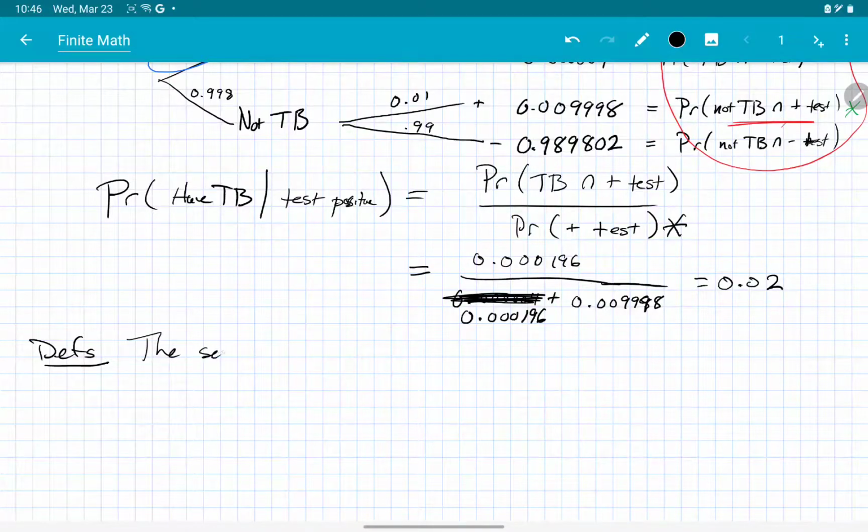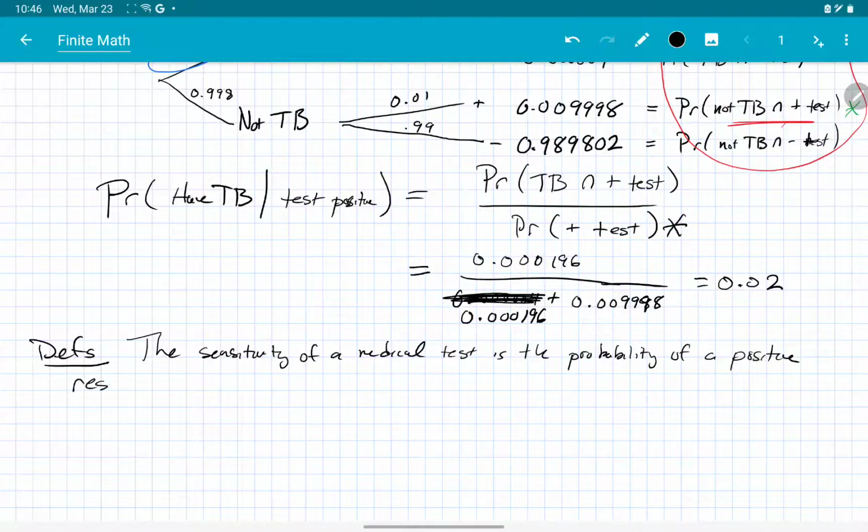The sensitivity of a medical test is the probability of a positive result in the presence of an infection. So for the problem we just did, the sensitivity of the TB test is 98%, because 98% of the people that have TB will get a positive test result. So that's the sensitivity.